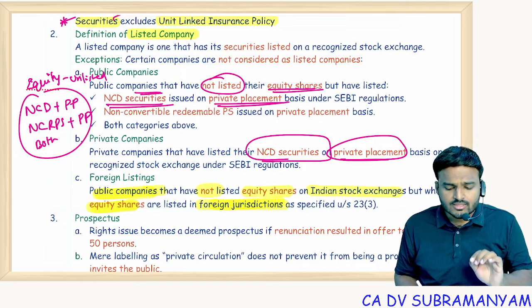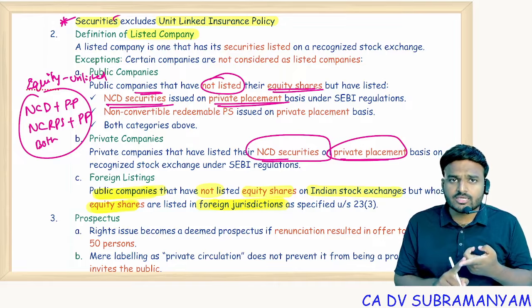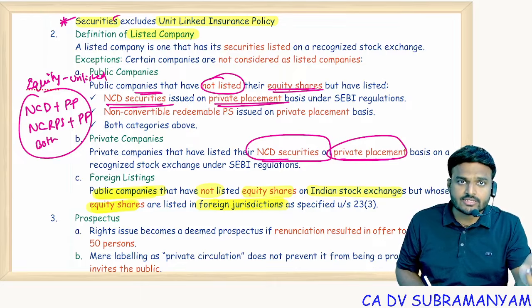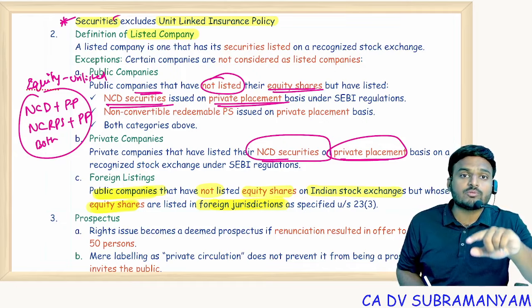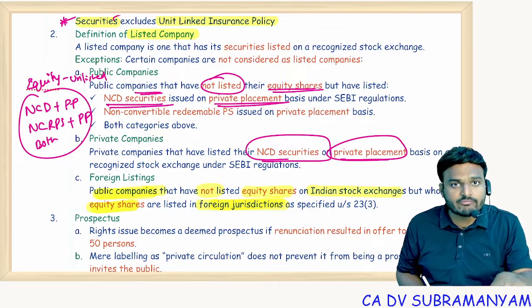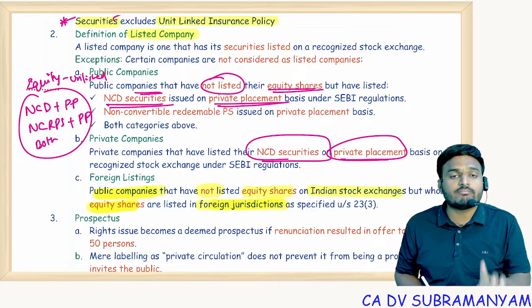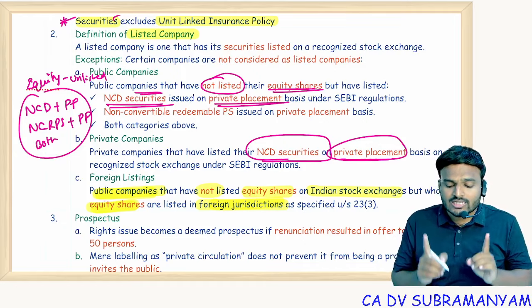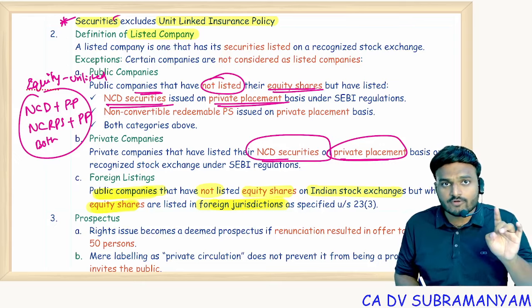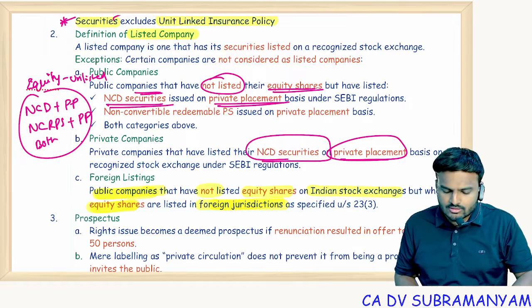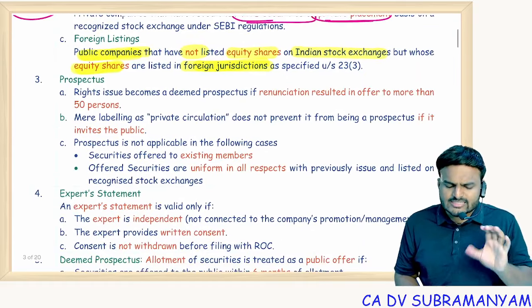Clear? Unlisted company, remember: public company, equity shares unlisted, NCD plus private placement listed, non-convertible redeemable preference shares on private placement basis listed, no problem. Both, no problem. Private company, you remember NCD only, non-convertible debenture securities which were offered on private placement basis. Clear? Next one, prospectus. You know, exceptions.